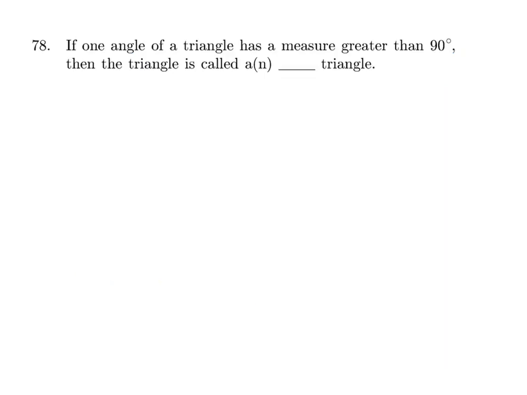If one angle of a triangle has a measure greater than 90 degrees, then the triangle is called an blank triangle. If one angle is greater than 90 degrees, that means it's an obtuse triangle. Done.